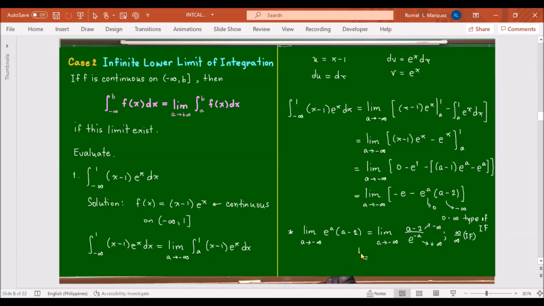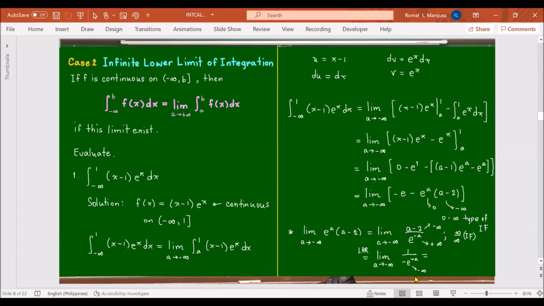By L'Hopital's rule, the derivative of the numerator is 1. The denominator, we have negative e to the negative a, the derivative with respect to a. So as a approaches negative infinity, the limit now exists, and it is equal to what? This approaches negative infinity. E to the negative a, as a approaches negative infinity, is going to be positive infinity. This is negative, so negative infinity.